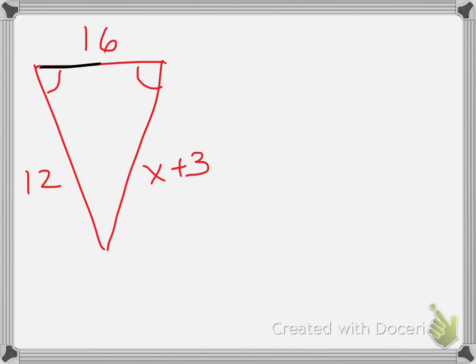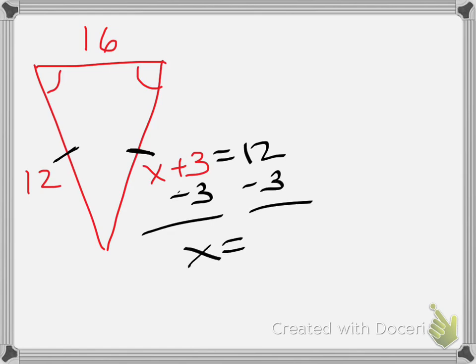It's never this side that's in between the two angles. It's never that side. That's the base. Always these other two. That's my dog. So those are the two sides that are equal. So if one of them is 12, then this other one is 12. So we can set x plus 3 equal to 12, minus 3 on both sides, and get x to be 9.